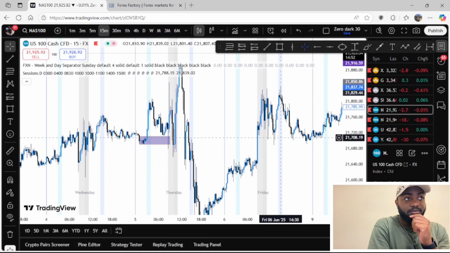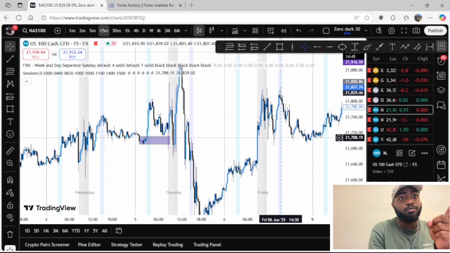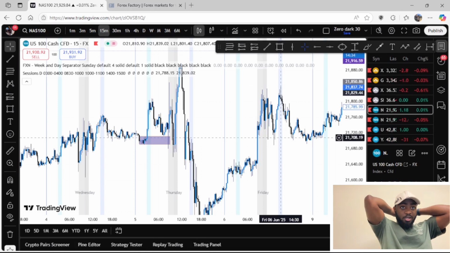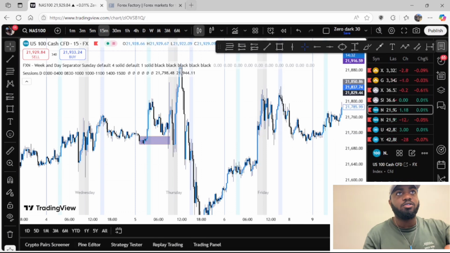PD array. So a PD array is basically the things I was naming out: order block, fair value gap, breaker block. You have a propulsion block. What's another word? A rejection block. So all of these type of things are considered PD arrays. Now you could look up online a PD array matrix. Actually, I could do that. I'll do that for you guys.